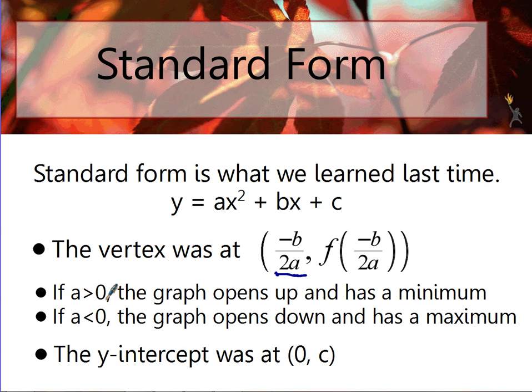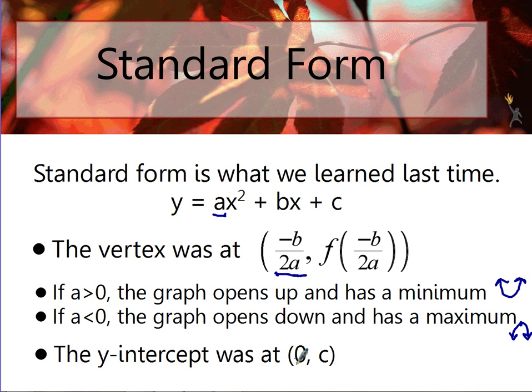Some minor things that we discussed: if a, the number in front of x squared, was greater than 0, or in other words positive, the graph opened up and our vertex became a minimum. If a was less than 0 or negative, our parabola opened down and our vertex became a maximum value.